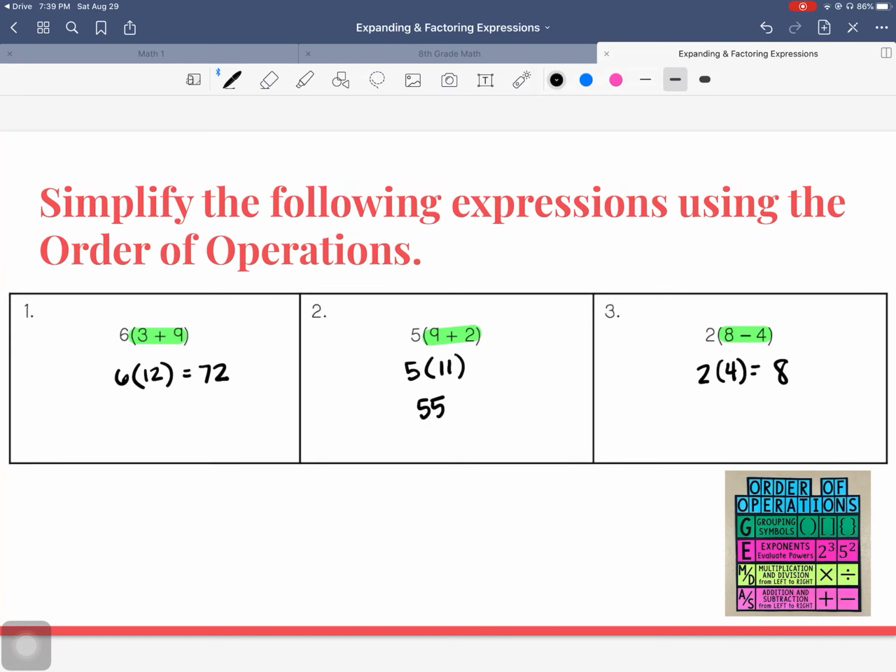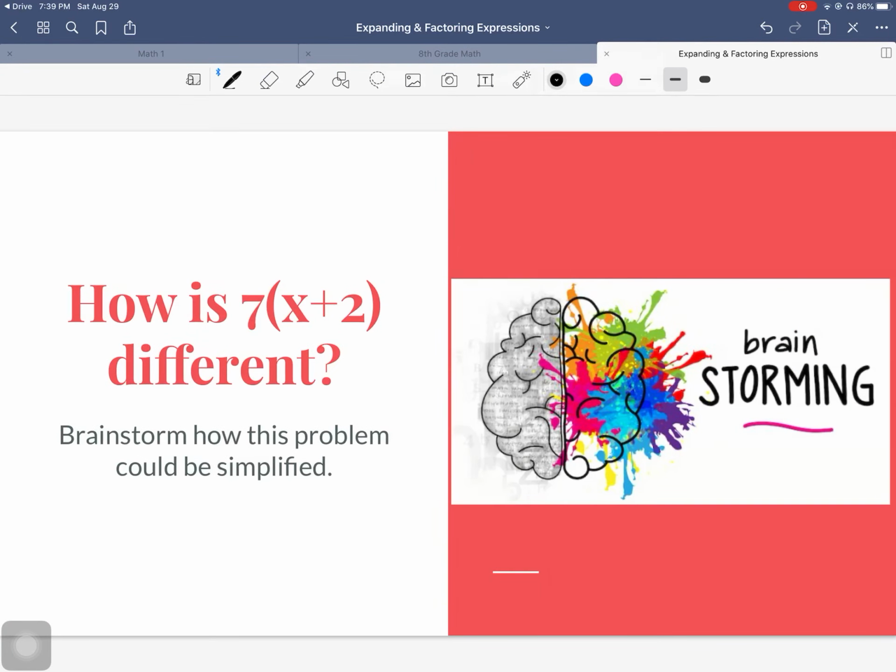Take a moment and write this in your notes. Also include this reference. How is 7 times x plus 2 different? Think about that for a second. One thing I notice is there's a variable. So if I'm looking to do what's inside the parentheses, I cannot do x plus 2 because those are not like terms.